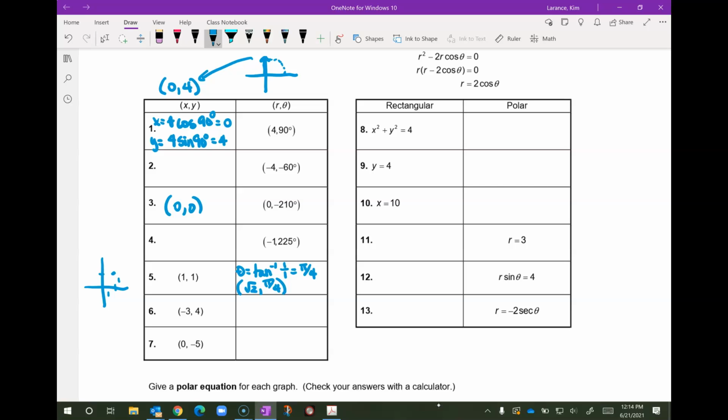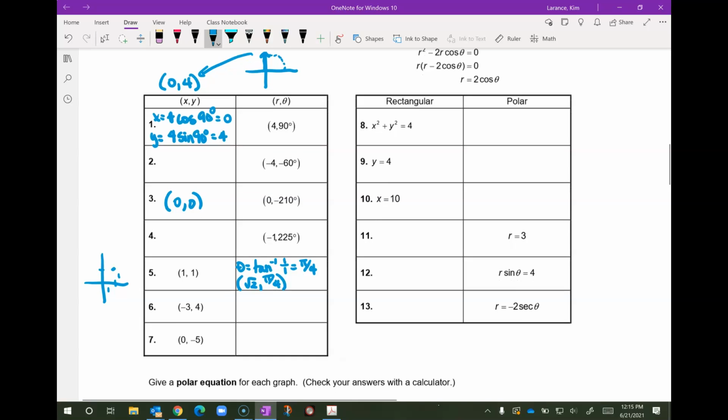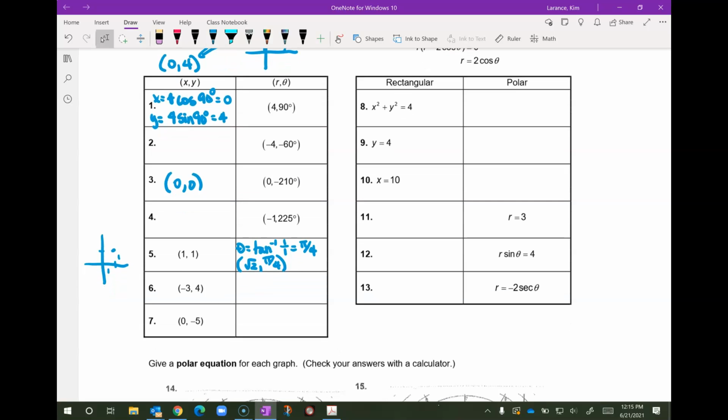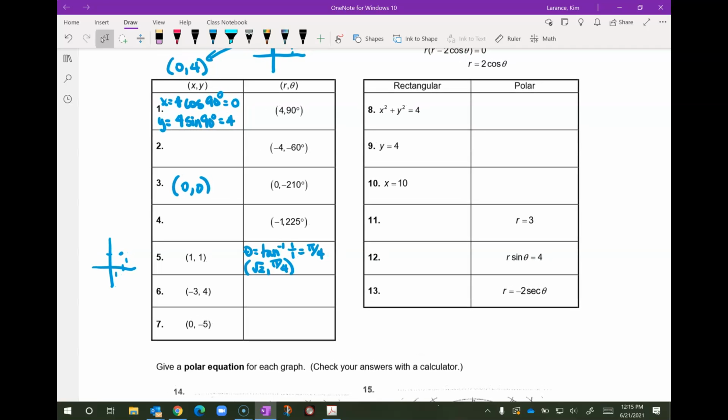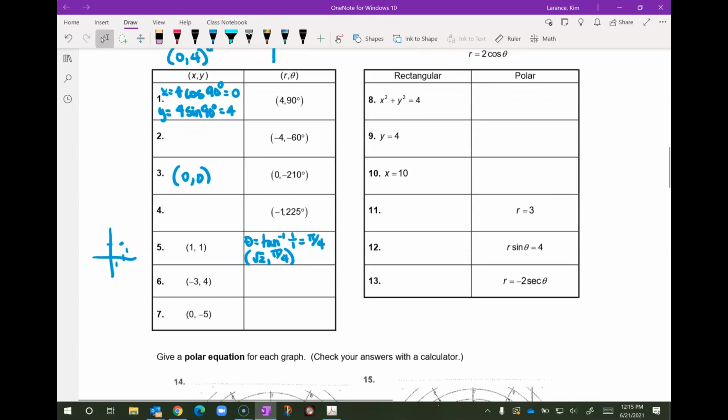Again, there are an infinite number of correct answers to express the point 1, 1 in rectangular into polar form. Some of these you may need a calculator for. I'm okay if you leave it as inverse tan, or maybe not. Maybe it would probably be best. So let's look at the point -3, 4.